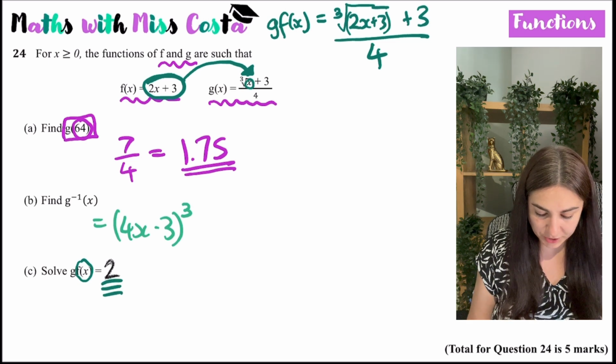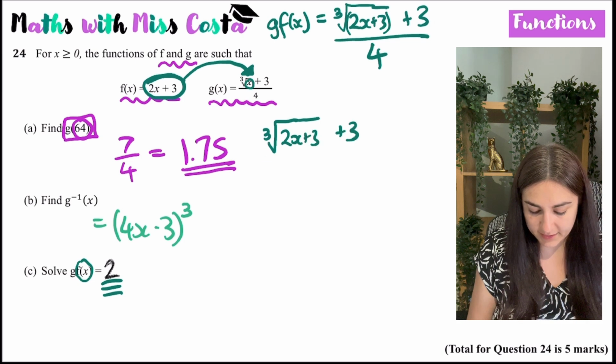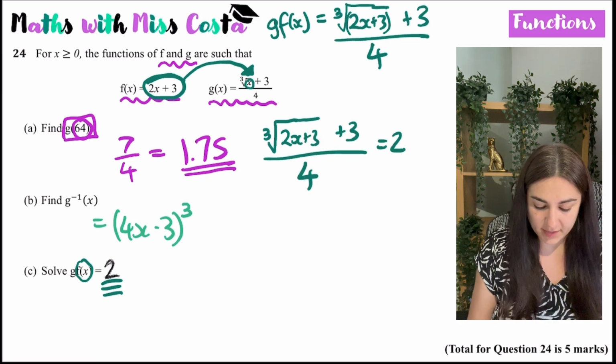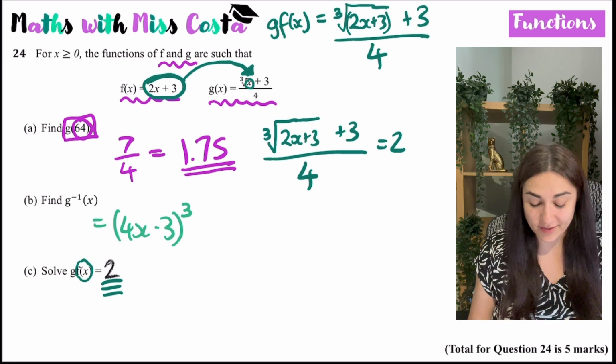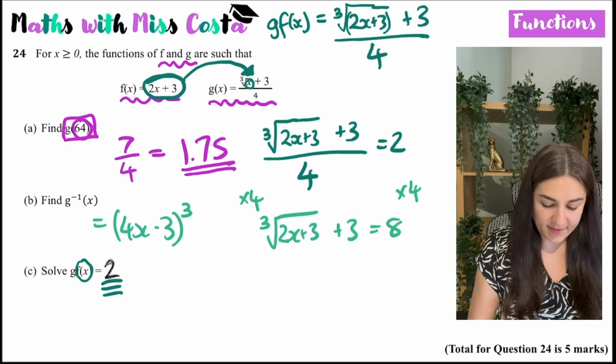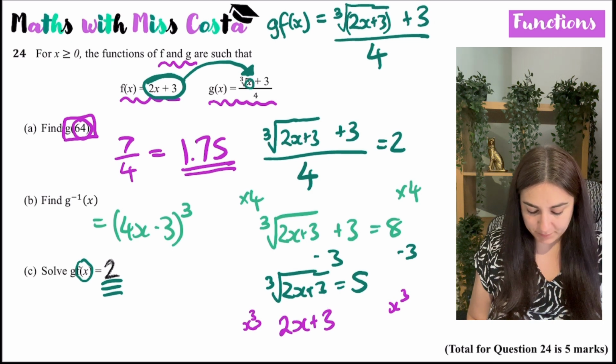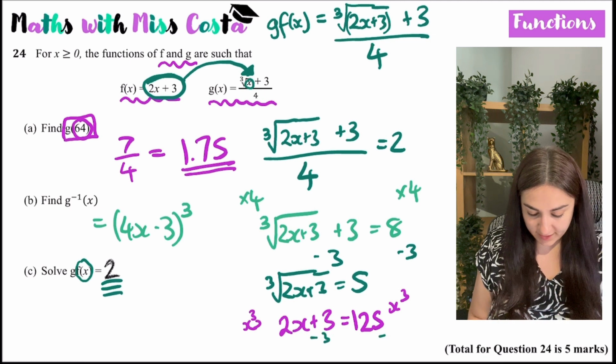Okay, so that is an expression for g of f of x, and I know that g of f of x equals 2. So I know that the cubed root of 2x plus 3 divided by 4 equals 2. So all I need to do now is solve it like an equation. So I times both sides by 4. So the cubed root of 2x plus 3 equals 8. I can then take 3 from both sides. So the cubed root of 2x plus 3 equals 5. The next thing I'm going to need to do is cube it. So 2x plus 3 is going to be 5 cubed, which is 125. Then I subtract 3.